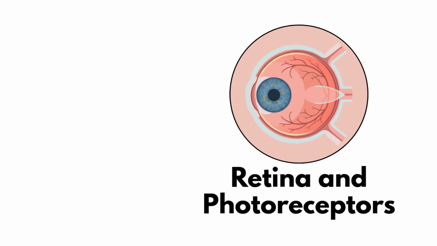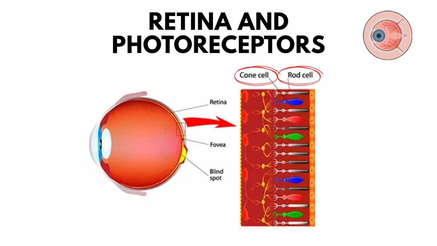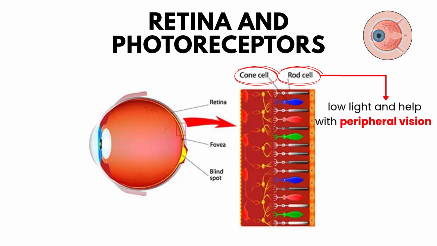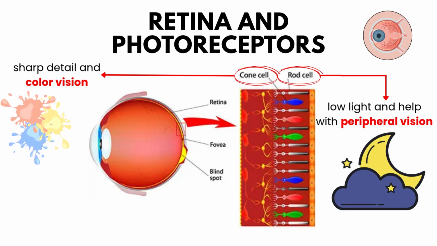Retina and photoreceptors. The retina is packed with photoreceptors, rods and cones. Rods dominate in low light and help with peripheral vision, while cones give us sharp detail and color vision. For MCAT purposes, remember, rods are for night, cones are for color.